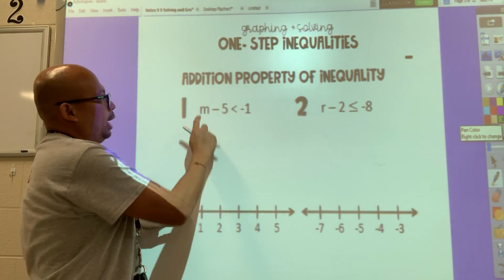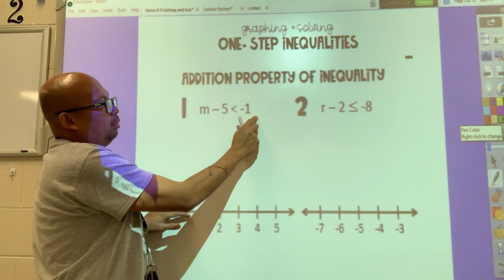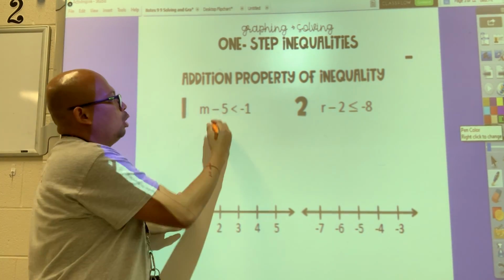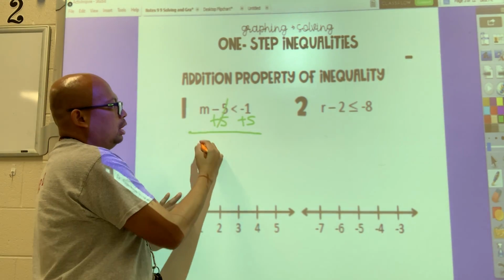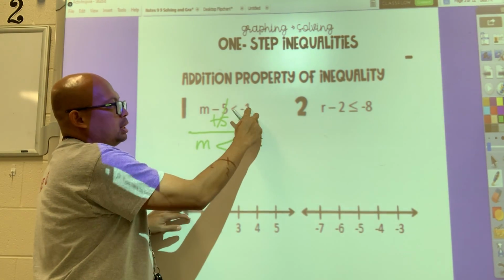So there, m minus 5 is less than negative 1. How do we solve for m? We add 5, we add 5. Crosses out, m is less than, what's negative 1 plus 5?